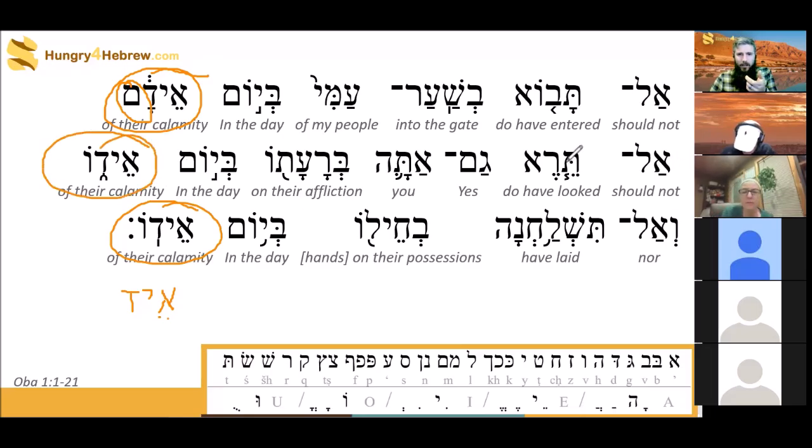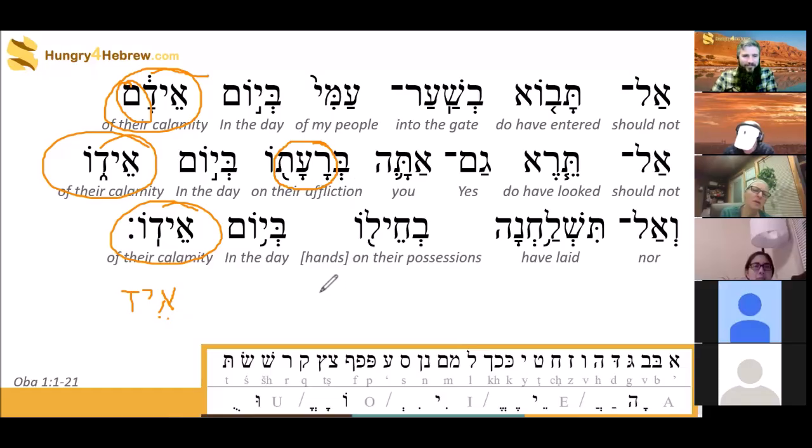And al tere, you shouldn't have looked. Gam ata, even you. Bera'ato. I don't know if I should, but I'm going to go ahead and ask: what is the root of bera'ato? Ra'a, resh ayin hey. Another geminate, two ayins. So what's the tav doing there? It belongs to him, or their ra'ato.